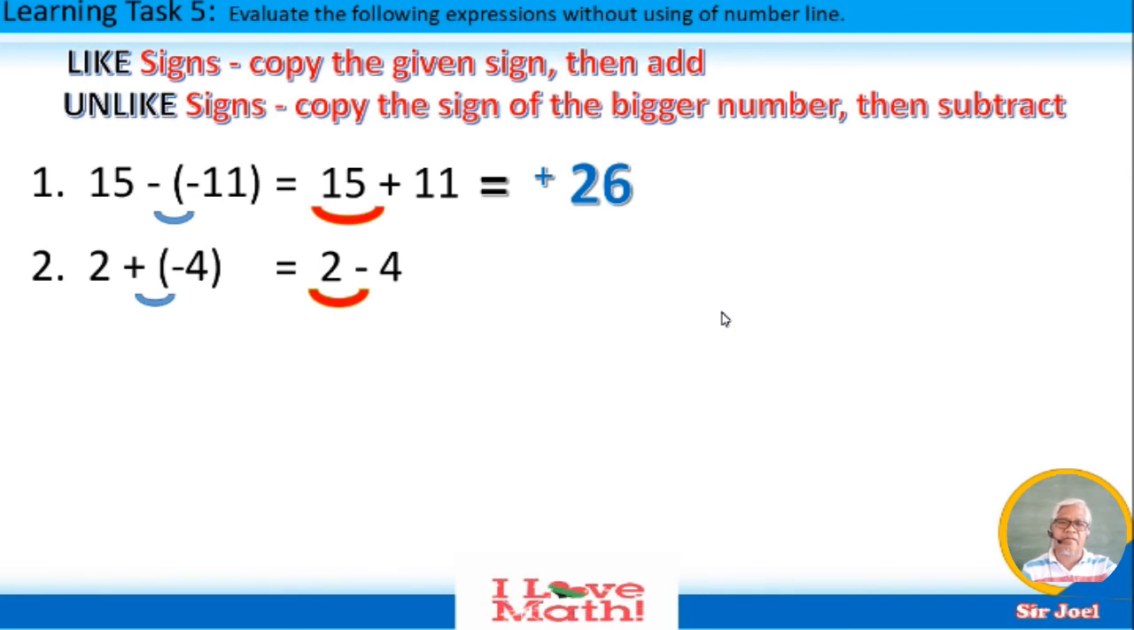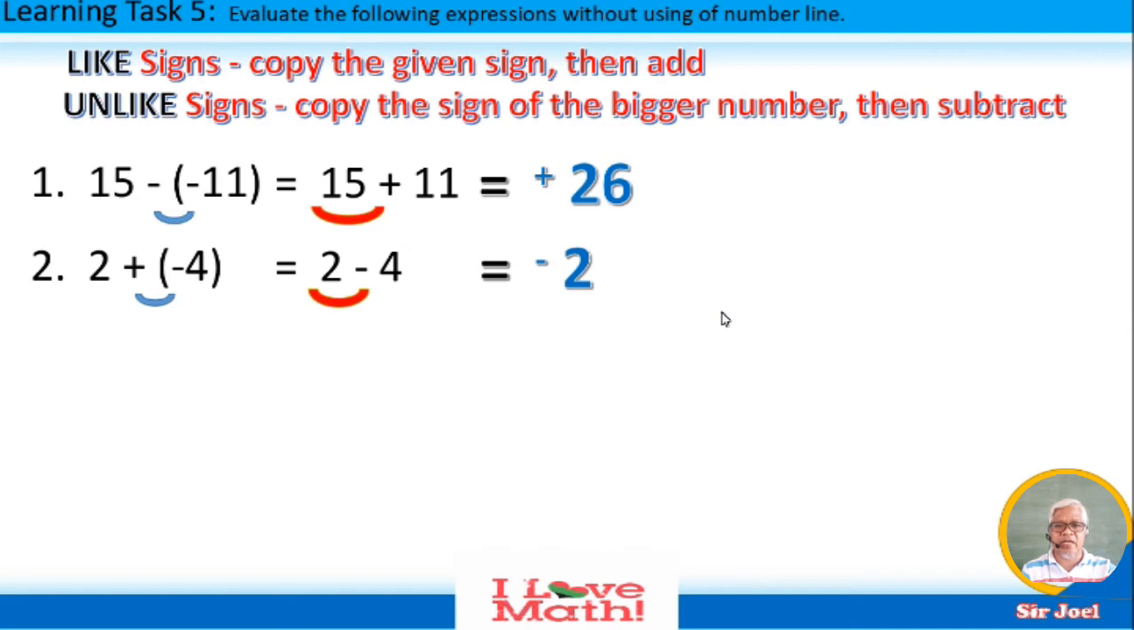Ano ang gagawin natin? So, if you look at the pattern, pag sinabing unlike signs, copy the sign of the bigger number, then subtract. Alin ba ang mas malaki? Yung 2 o yung 4? Siyempre pa, yung 4. Tapos, ano yung sign preceded ng 4? Negative. Kaya naman, expected na ang sagot ay negative 2. Bakit nga naging negative 2? Ulitin natin. Ang sign ng 2, positive. Ang sign ng 4, negative.